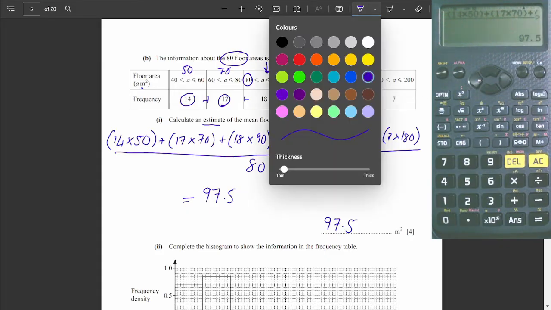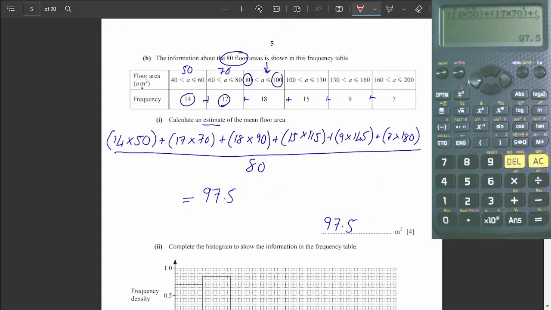Each step of the working out is also very important. You get a mark for showing the midpoint, you get a mark for multiplying, adding together, you get a mark for dividing by 80, and then you get a mark for your final correct answer.